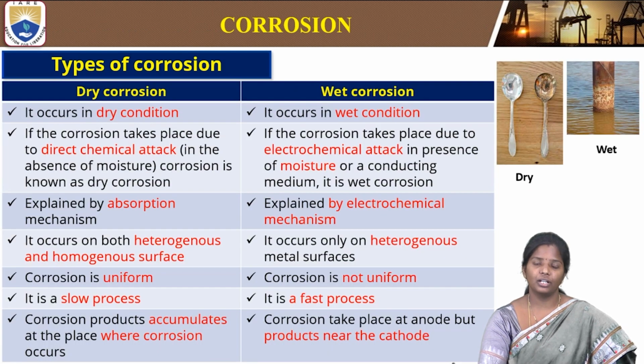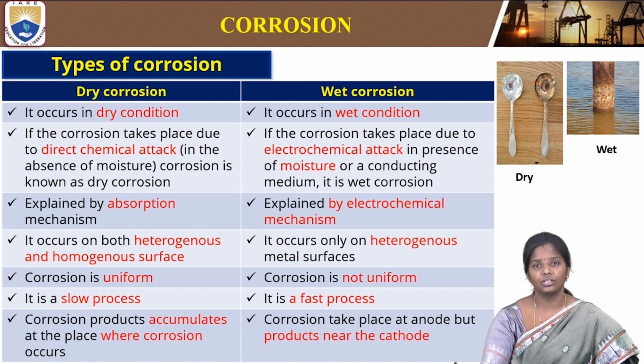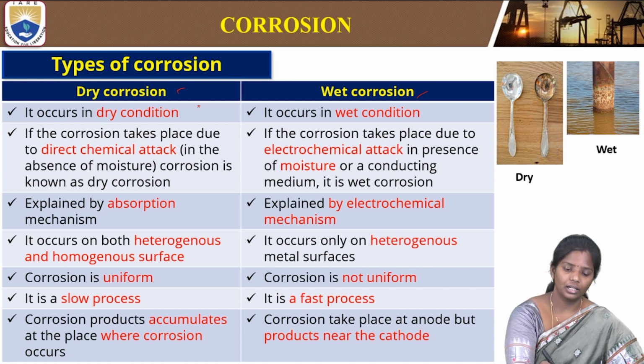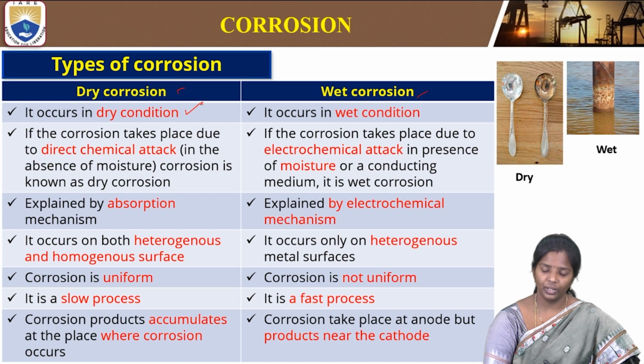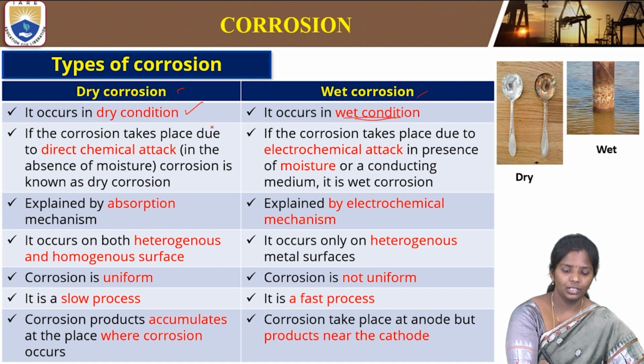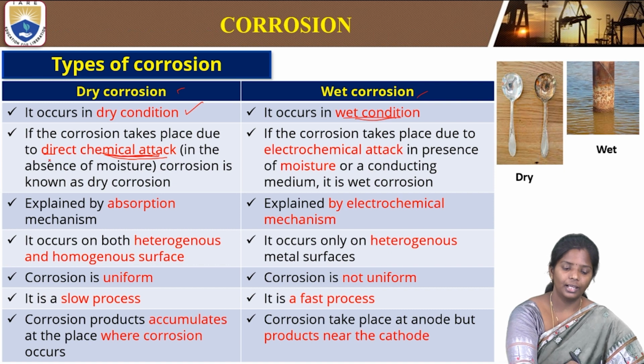So there are different types of corrosion. We are seeing corrosion, but under what condition does the corrosion take place? Depending on the condition or the environment, there are two types of corrosion: dry corrosion and wet corrosion. What happens in dry corrosion? It occurs in the dry condition, and wet corrosion occurs in the wet condition. In dry condition, the corrosion takes place due to direct chemical attack, so there is no need of any moisture. The corrosion will occur by direct chemical attack in the absence of moisture. This corrosion is known as dry corrosion.